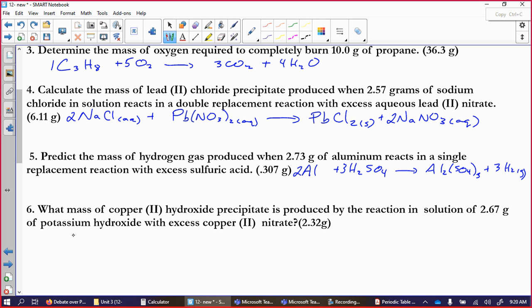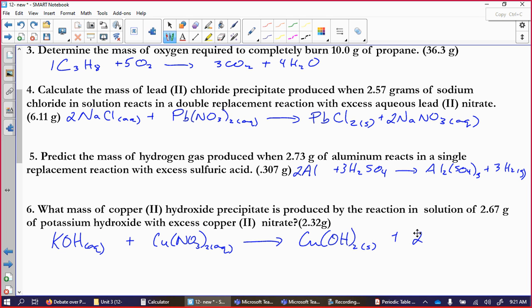Mass of copper 2 hydroxide precipitate formed. CuOH2 solid plus 2, 2. So you know this, you're looking for that.